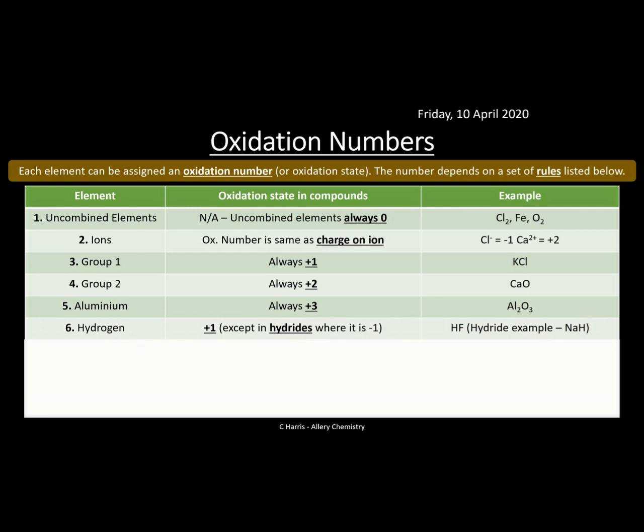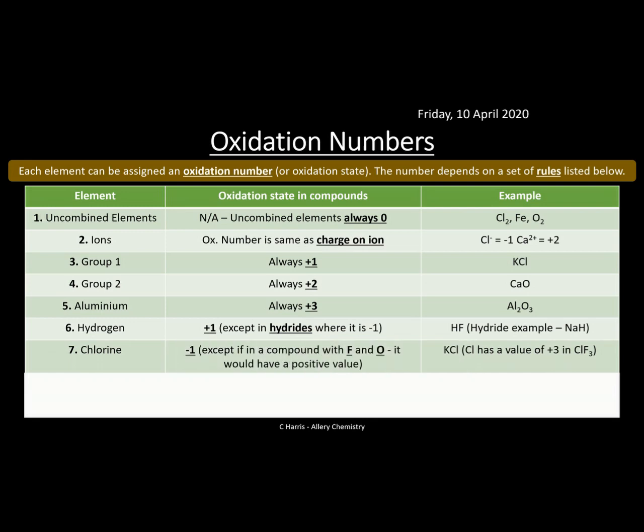Hydrogen is always +1, except in hydrides where it's -1. You might not have come across hydrides at GCSE, but you will in A level. So for example, in HF it's +1, and a hydride example is sodium hydride, where it'll be -1. Chlorine is -1, except if it's in a compound with F and O, where it would have a positive value. So for example, in potassium chloride it's -1, but chlorine has a value of +3 in ClF3, so it depends on what it's actually bonded with, but most of the time it's -1 because it's got a -1 charge in group 7.